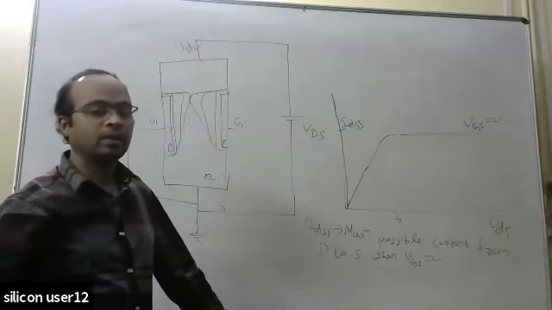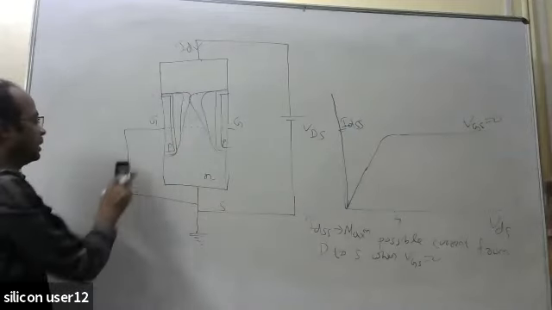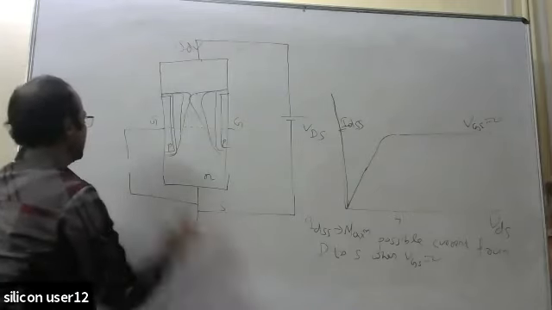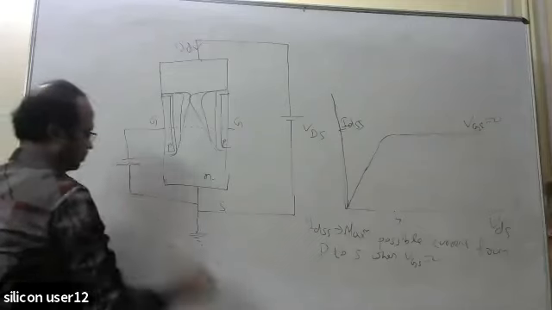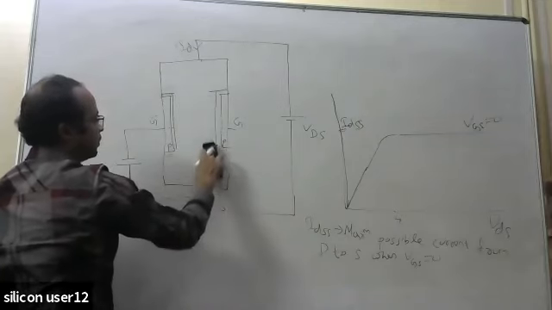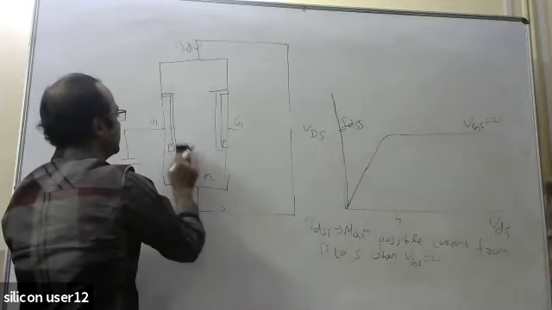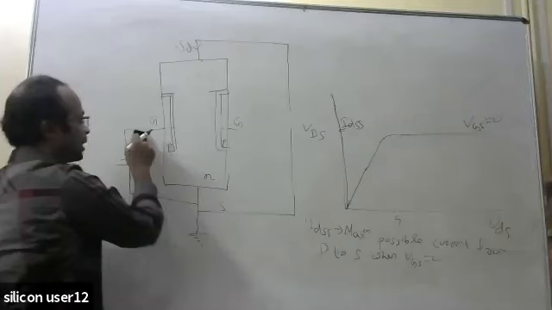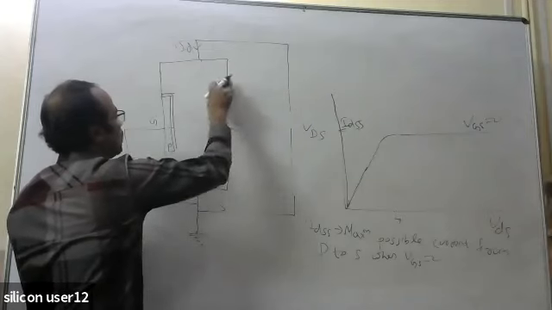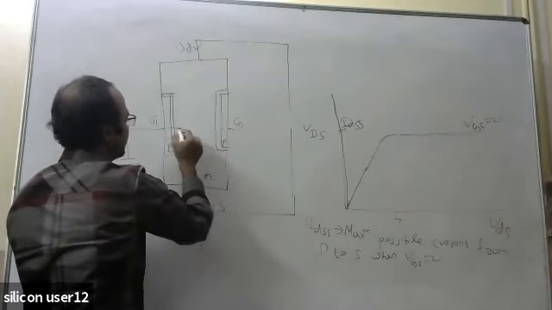Now I will see another condition. Suppose instead of keeping VGS equal to 0, let us say I am applying a certain amount of negative voltage. Currently I have not applied any VDS voltage, VDS is open. Instead of applying VGS 0, I am applying a negative VGS. Now just tell me what will happen to this depletion region. Will it increase or decrease, or what will happen?